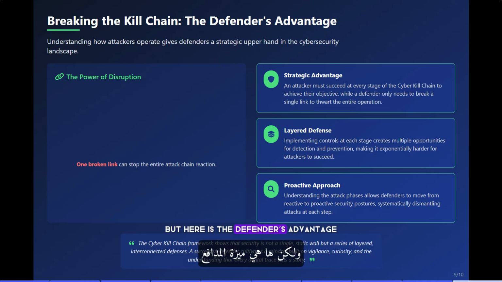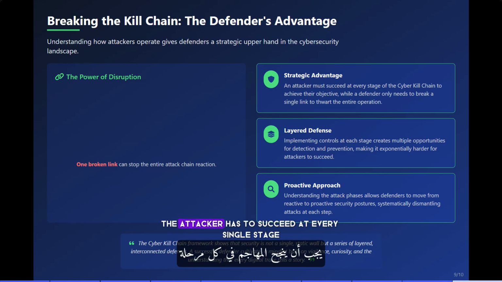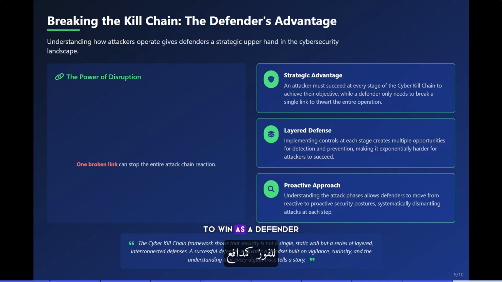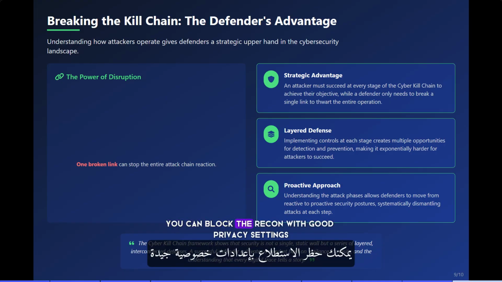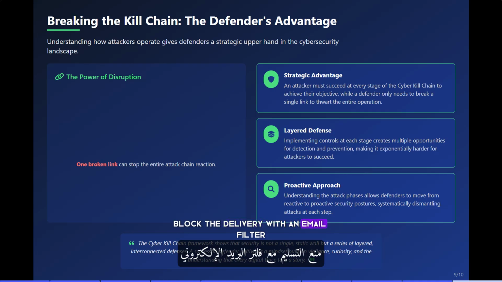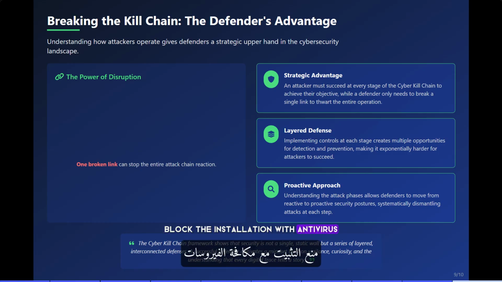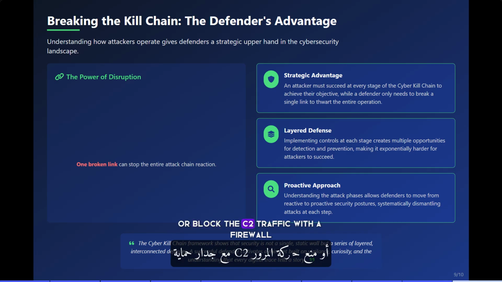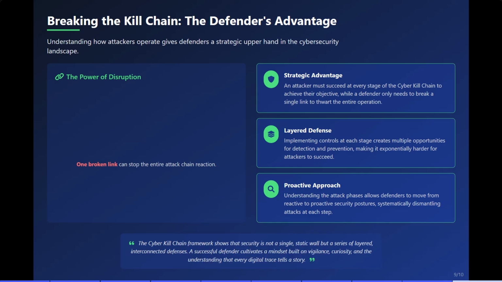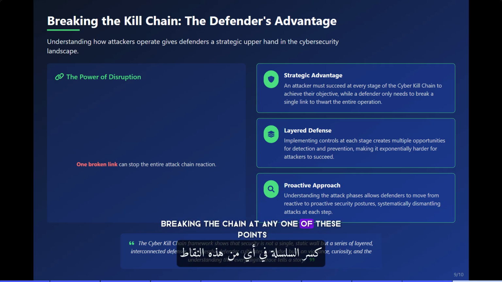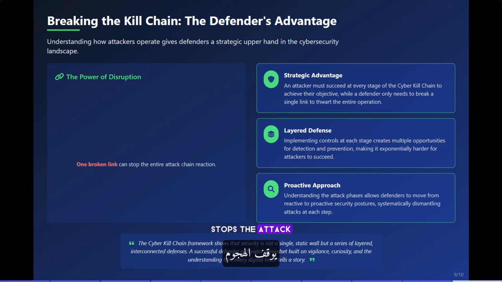But here is the defender's advantage. The attacker has to succeed at every single stage to win. As a defender, your job is to break the chain. You can block the recon with good privacy settings, block the delivery with an email filter, block the exploitation with software patches, block the installation with antivirus, or block the C2 traffic with a firewall. Breaking the chain at any one of these points stops the attack.